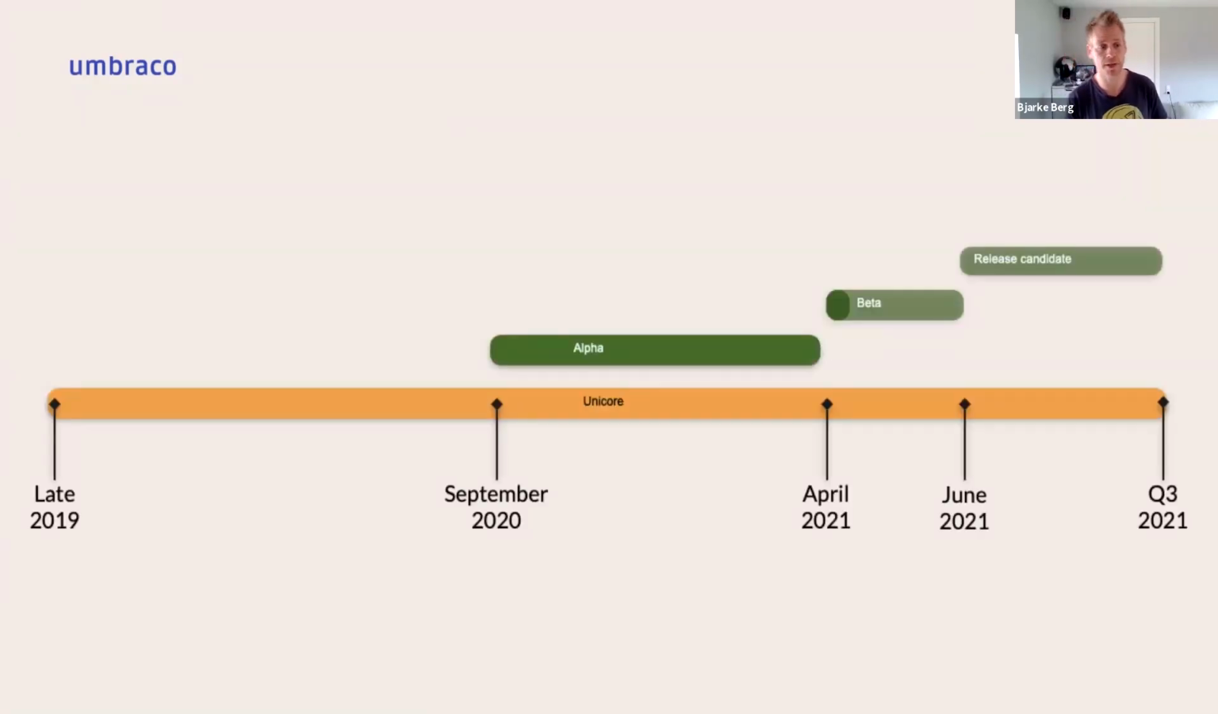We started the project in late 2019, and in September last year, we shipped the first alpha release. In this release, we had the back office available, so you could actually see Umbraco running, but you couldn't yet render anything to the front end. This became available in, I think it was February this year. And now, last week, we shipped the first beta release.